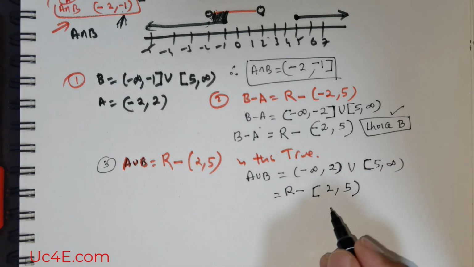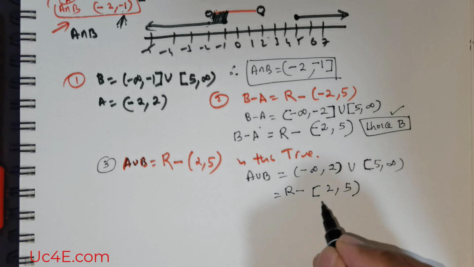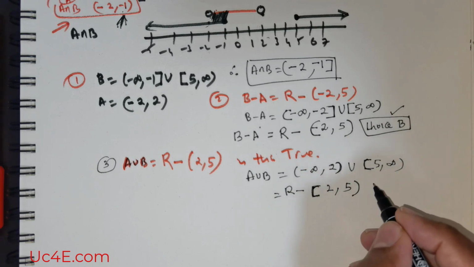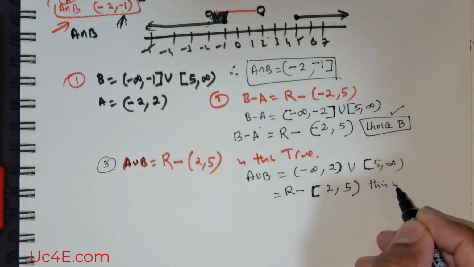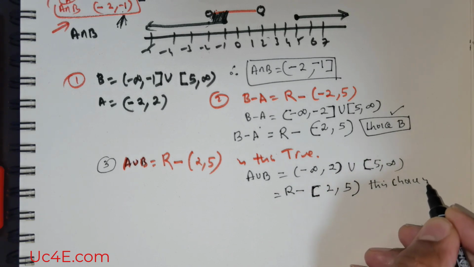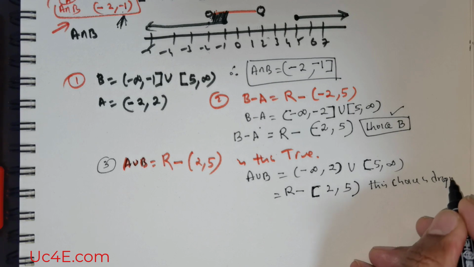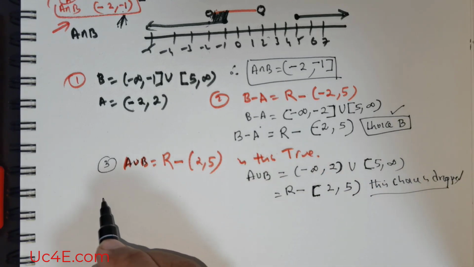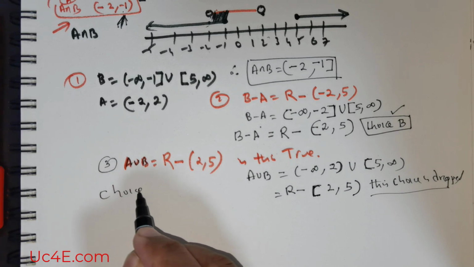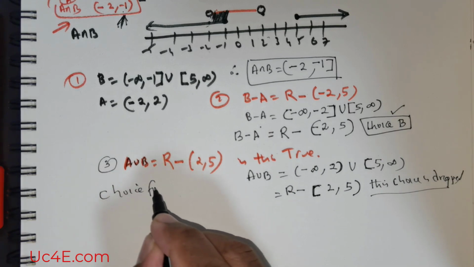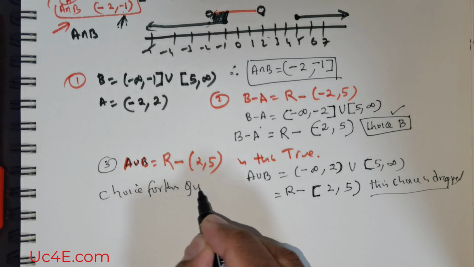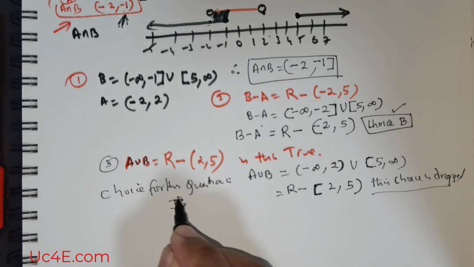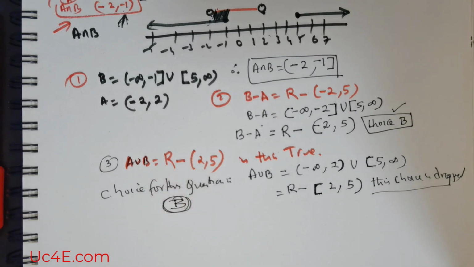Is it what we got? No, because in the choice this is given as open, and that's a problem. So this choice is dropped, and also the fourth choice. So the only choice for this question is choice B. So that's the answer for this question.